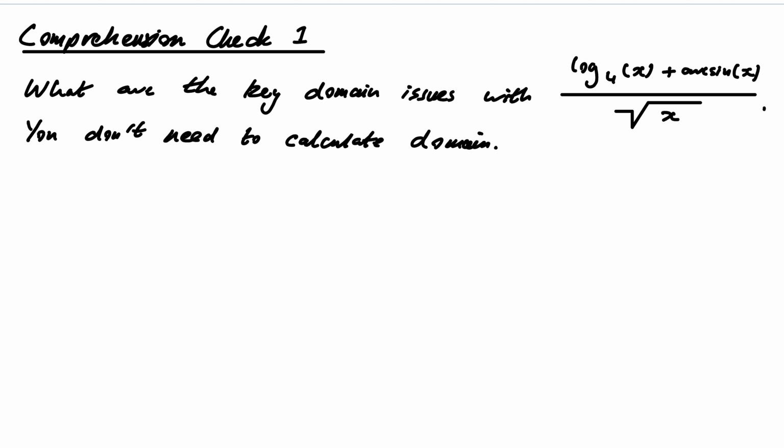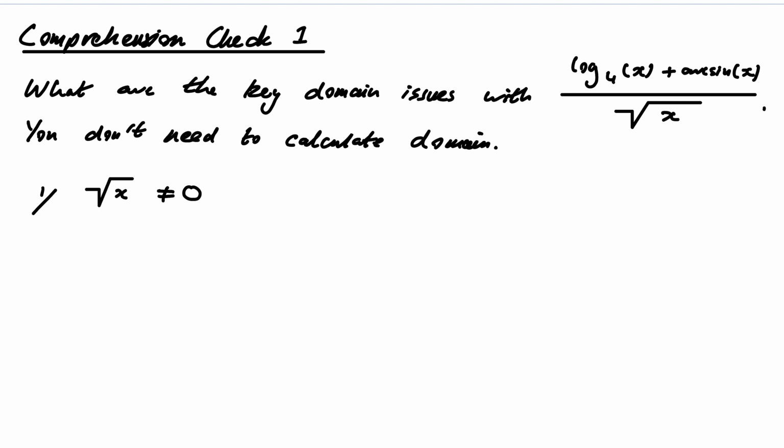So what are the key issues with this example? So what kind of problems do we have? We need to worry about things like denominators being 0. So the things that I can see here are the following. Root x can't be 0, first of all, because I'll be dividing through by 0.